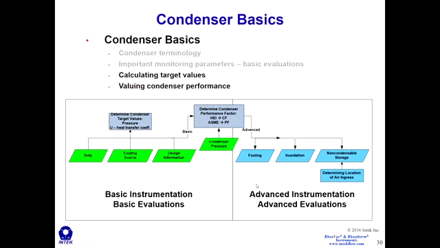Okay, so that's what should be measured for a basic performance evaluation. Now let's talk about calculating target values. It's very important to know where you are and trend it over time so you can monitor performance and take action when things start to go south. Let me present some things on calculating target values. This is a diagram that I like to use to identify what things you need to get to an HEI cleanliness factor or an ASME performance factor.